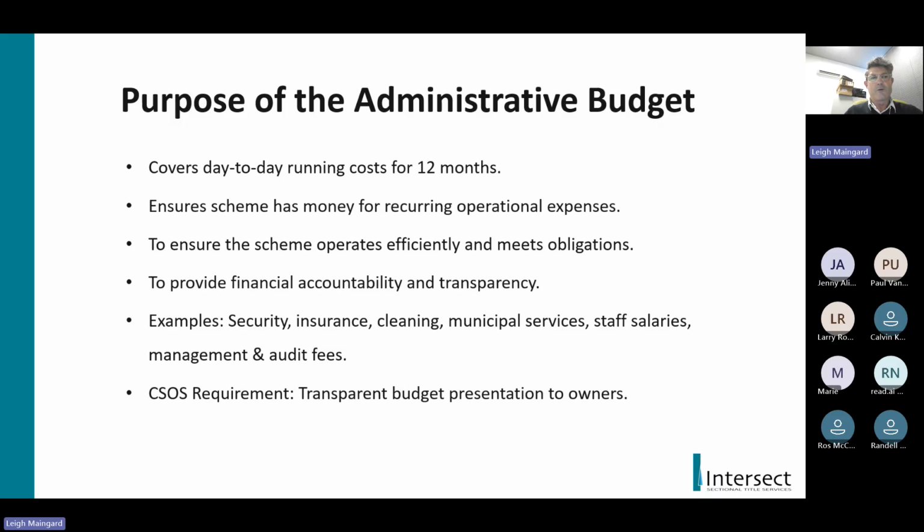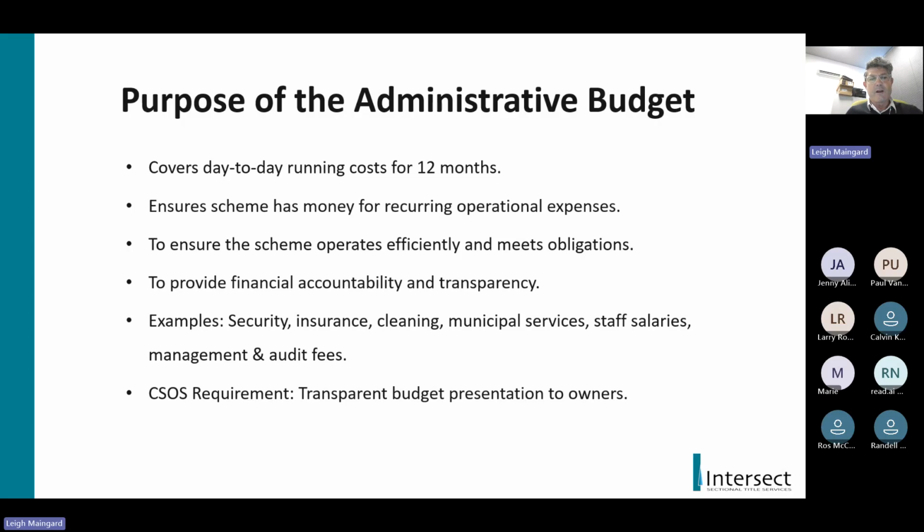So the body corporate must, in that budget, make provision for the different types of operating expenses for that scheme. It's there to ensure that the scheme operates efficiently and meets obligations. Obviously, the body corporate will have an obligation to pay the cleaning company, the lift company, its monthly insurance, etc., to provide financial accountability and transparency. And the transparency, I think, is extremely important here, and I don't really think that it is lacking in general.